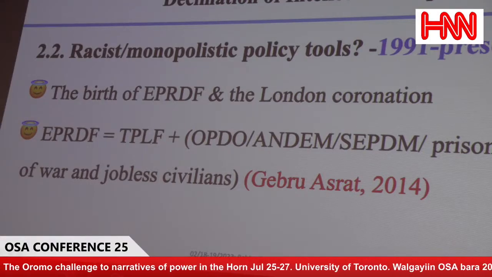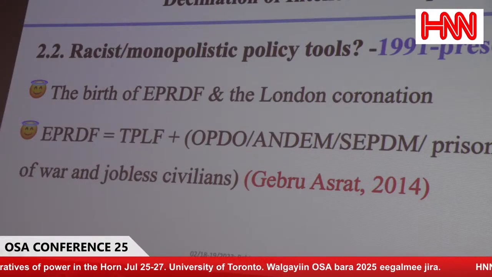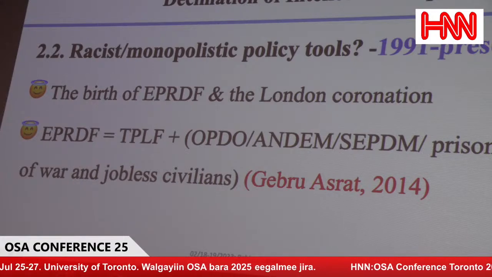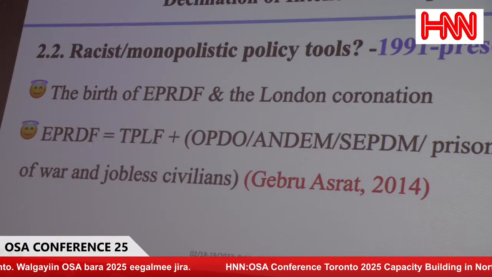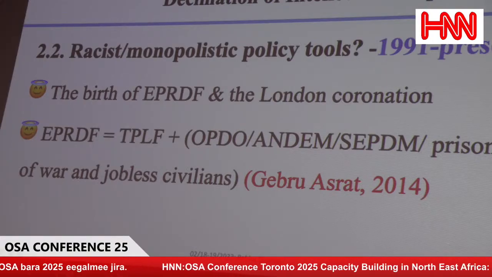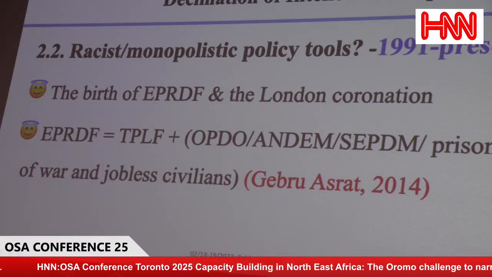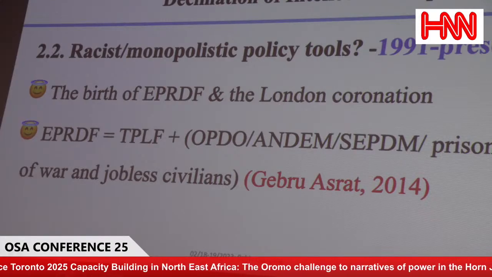On their way to Finfinne, as victors, they created agents, they called them OPDO. And I'm sorry if there is any OPDO member, please don't take this as an offense. It has nothing to do with you. I'm just telling you the facts of what happened. They created OPDO, and guess who they recruited into that organization?